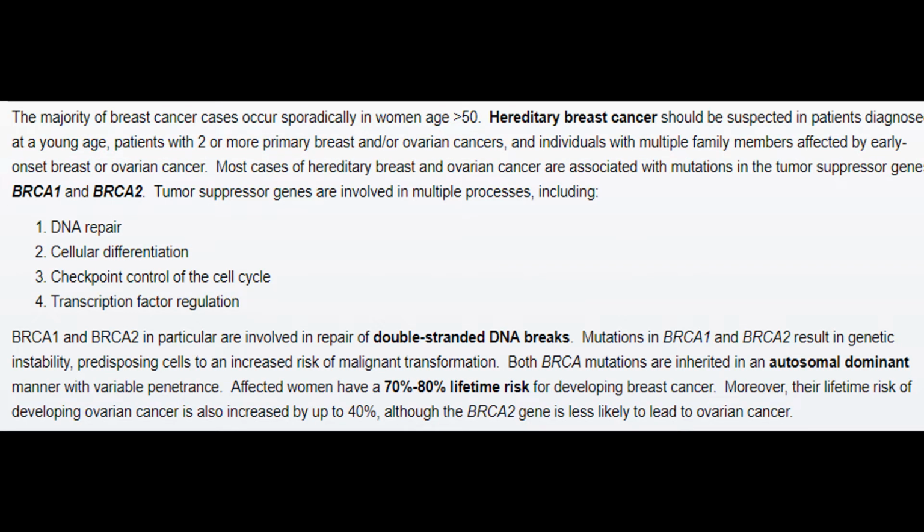The majority of breast cancer cases occur sporadically in women of age greater than 50. Hereditary breast cancer should be suspected in patients diagnosed at a young age, patients with 2 or more primary breast and/or ovarian cancers, and individuals with multiple family members affected by early onset breast or ovarian cancer.